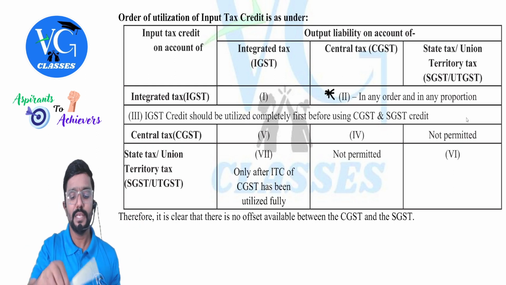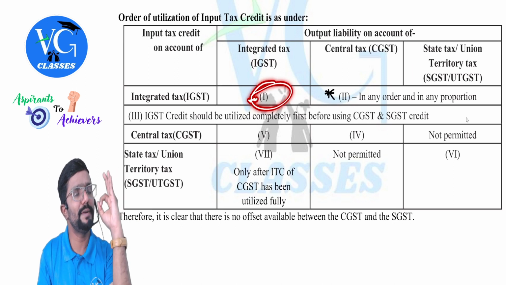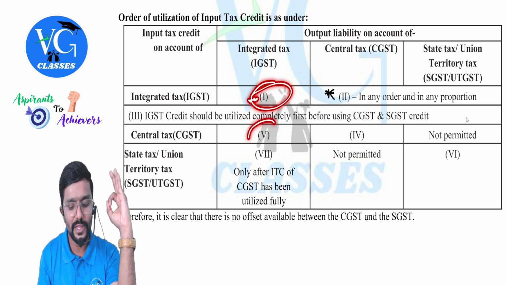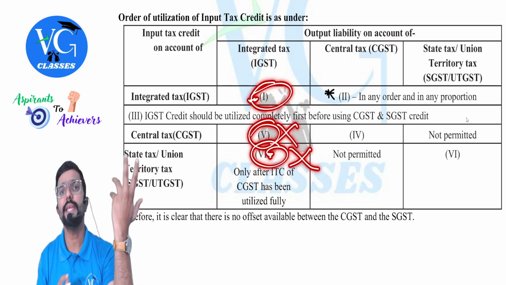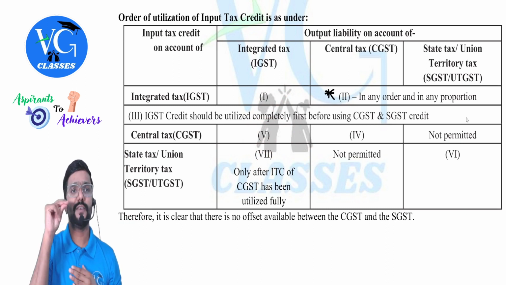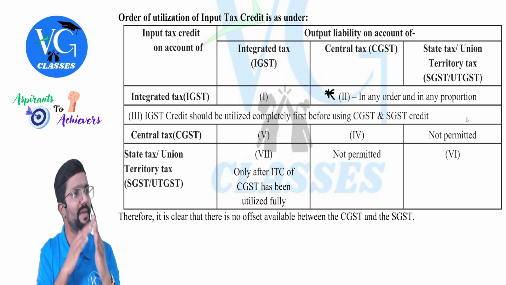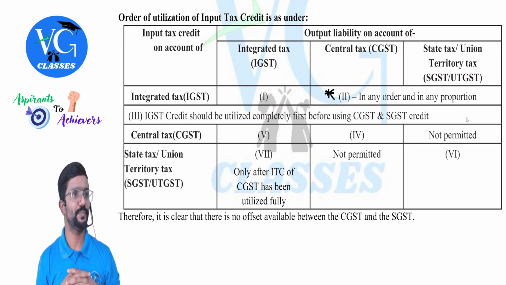For example, sir, here itself I have adjusted full IGST credit. Its liability has now become 0. So will this and this have any impact? No. This will not have any impact, guys. Okay. So CGST first against CGST. If anything is remaining, against IGST, not possible against SGST.